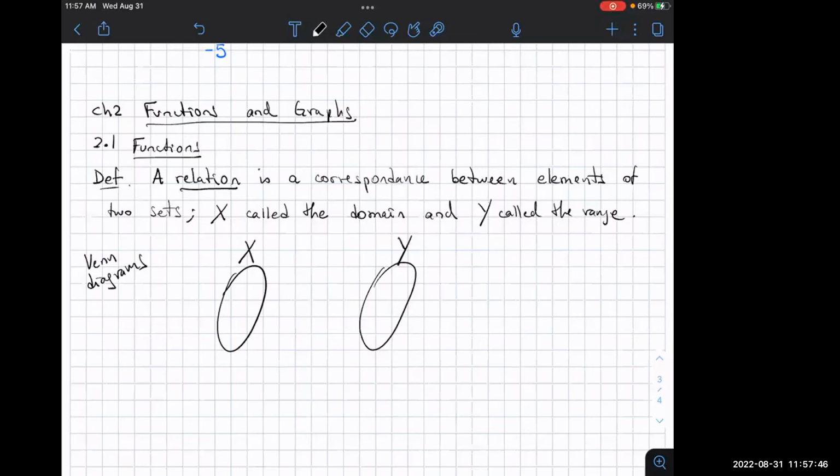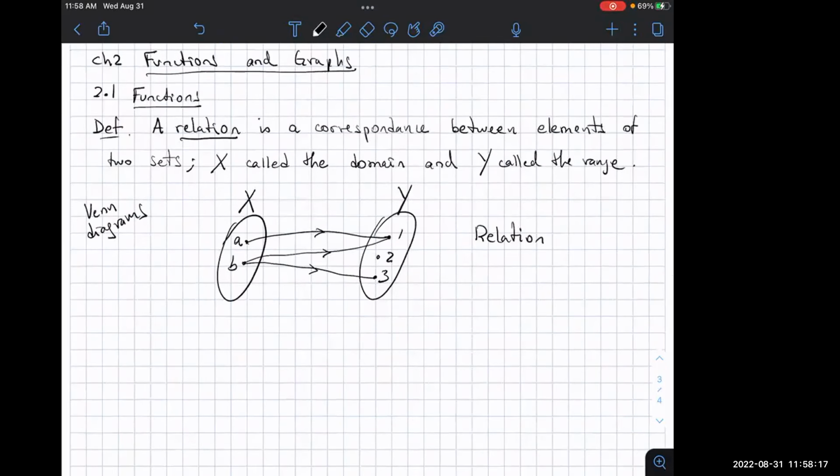Y. And maybe in the set X, we have the letter A, letter B. In set Y, we have the numbers 1, 2, 3. So any correspondence. So maybe I want to correspond A with 1, maybe B with 2, and maybe B with 1 also. Okay, so that is a relation. Now you can also denote the relation as a set of ordered pairs.